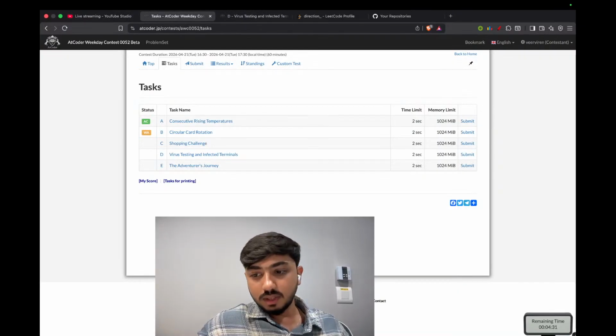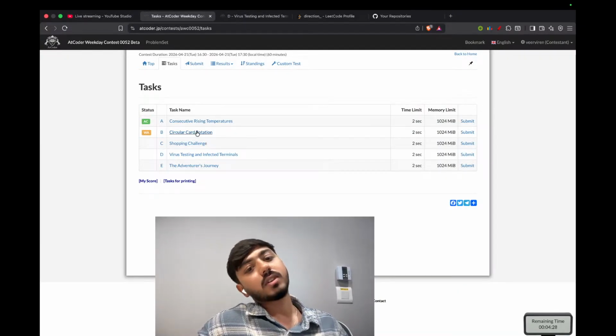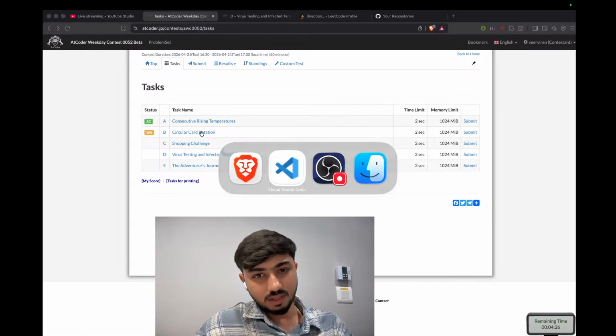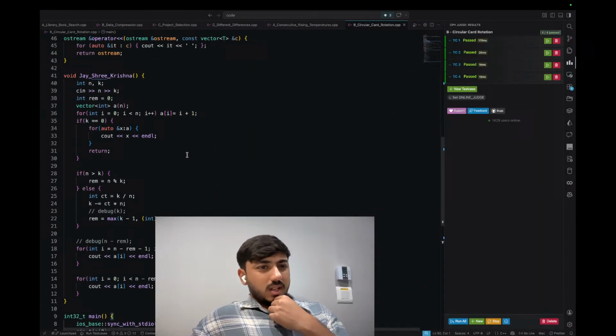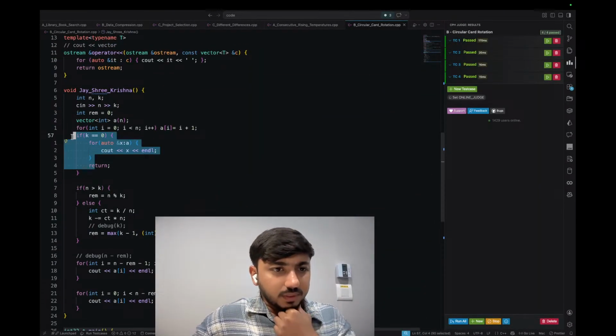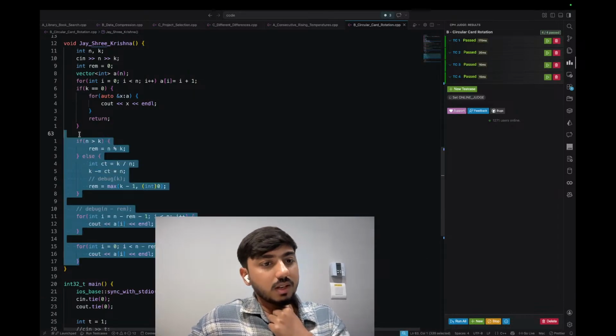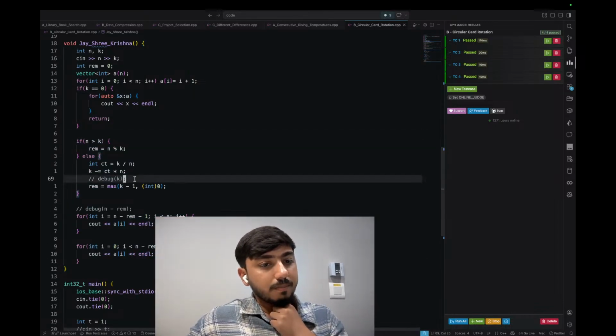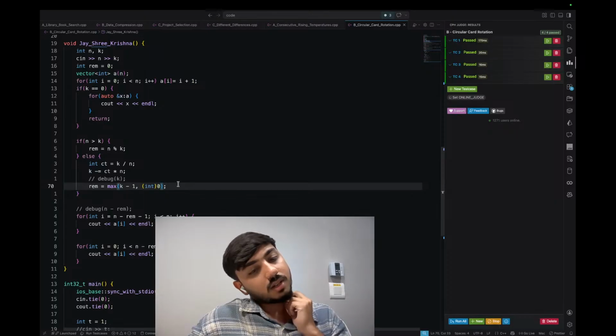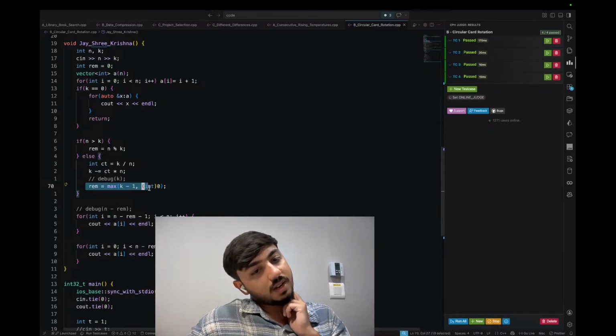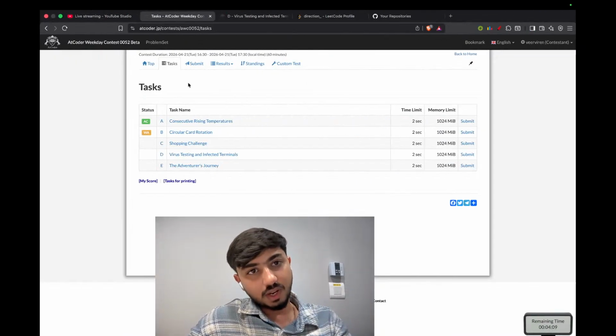I just want to see what the intended solution is. If k is 0, then this is fine. Here something is messed up. Why I did this, I have no idea.